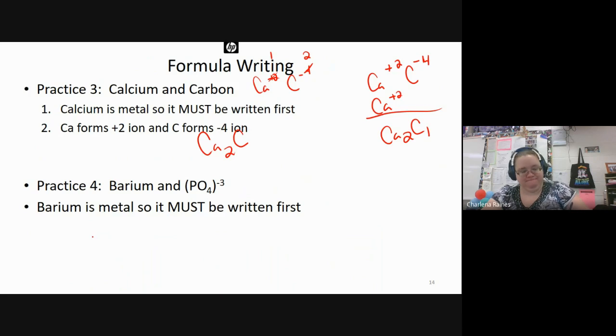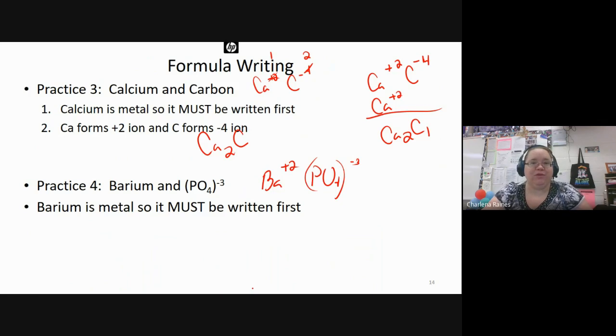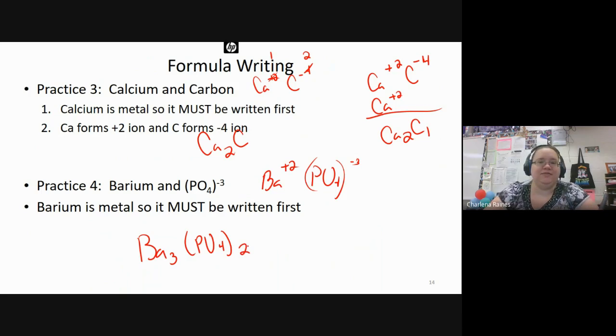Polyatomics are no different. My metal still's got to go first. If it happens to be a positive polyatomic, it goes first. Ba is in group 2. It's a +2. PO4 -3. That whole thing has a -3 charge. They don't add up to equal 0. They're not both divisible by a 2, 3, or 4. So we swap. 3 ends up beside the barium. Keep the polyatomic like it is. 2 ends up beside the phosphate, PO4.